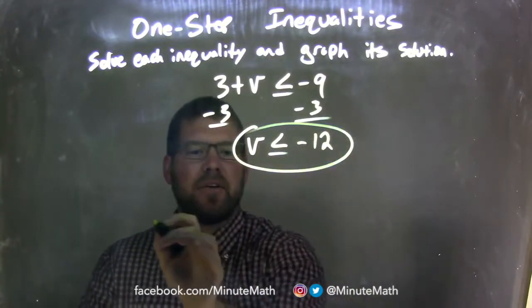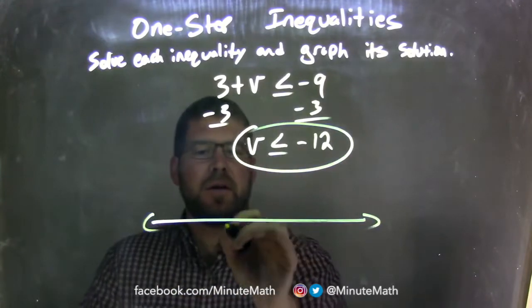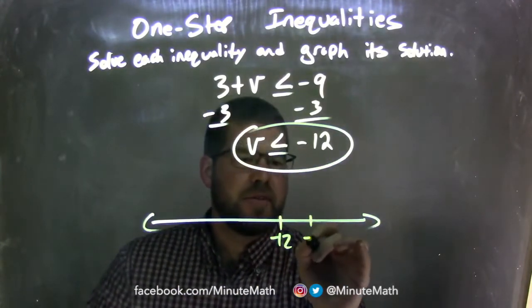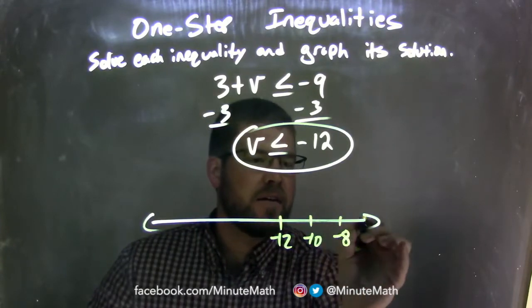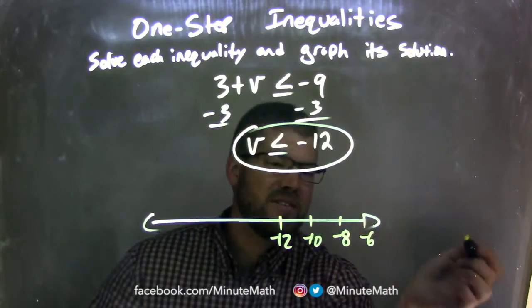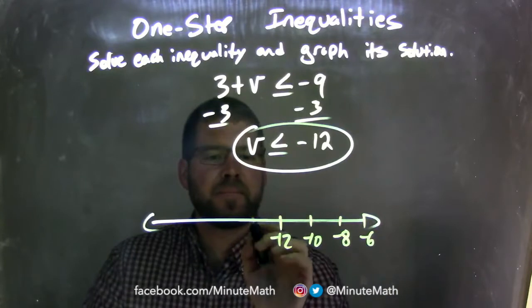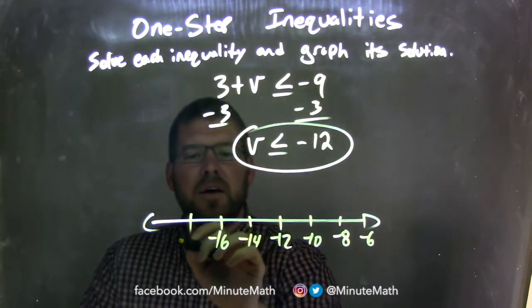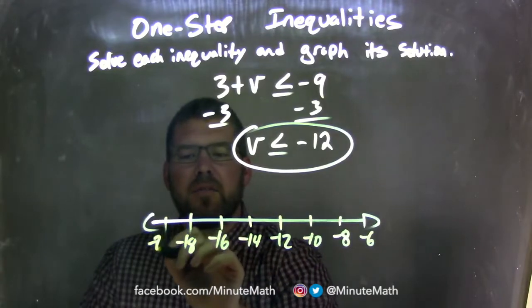But I need to graph it. So let's make a graph here. Let's put a negative 12. And let's go by 2. So we have negative 10, negative 8, negative 6, and somewhere over here is going to be 0, but I don't need that far. We have negative 14, negative 16, negative 18, and negative 20.